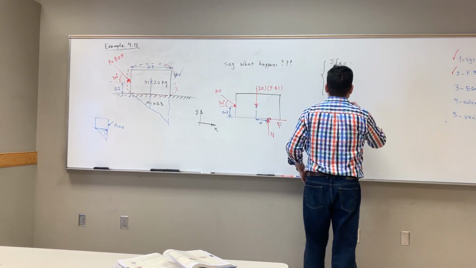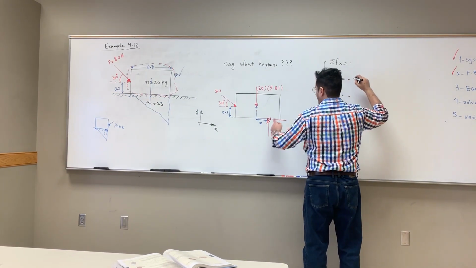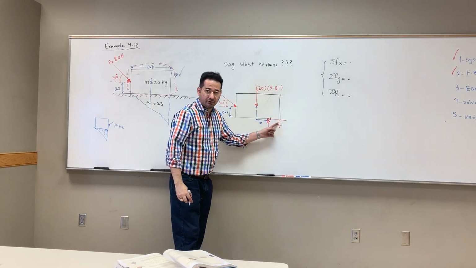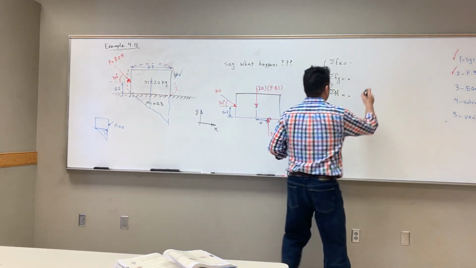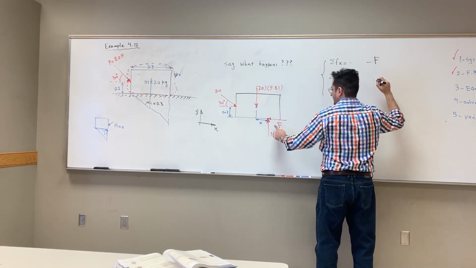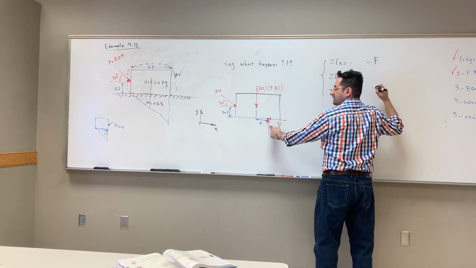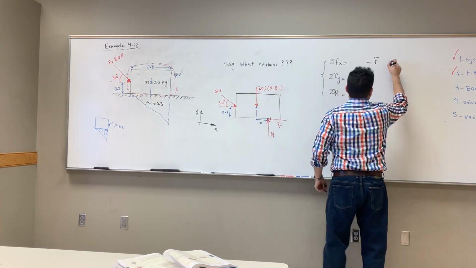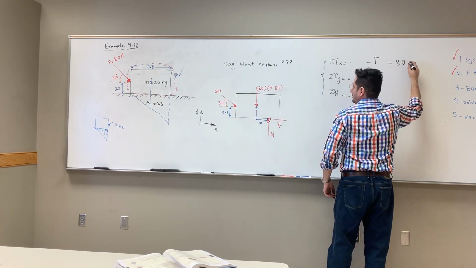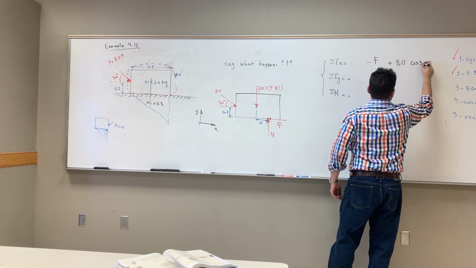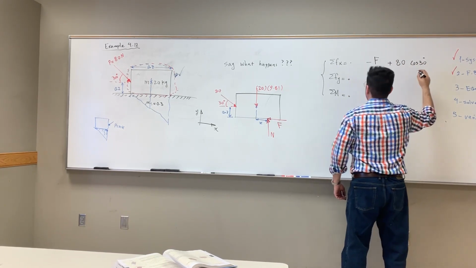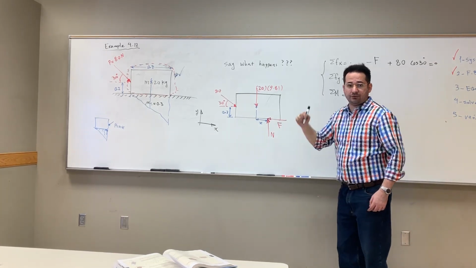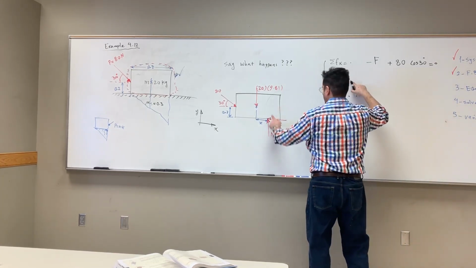So the direction of the summation of force in X, let's start with this. What should I put? Negative F. Negative F. Plus 80 cosine 30 is equal to 0. It doesn't have any X component, right? That's the first equation. The second equation.